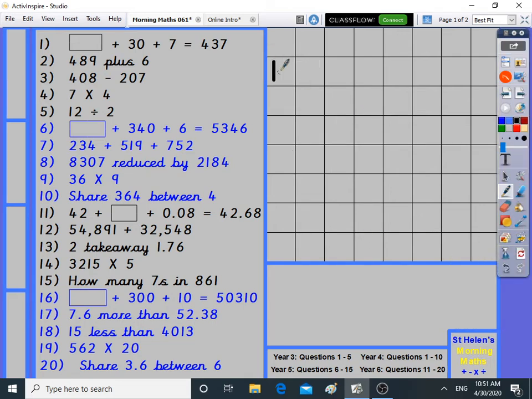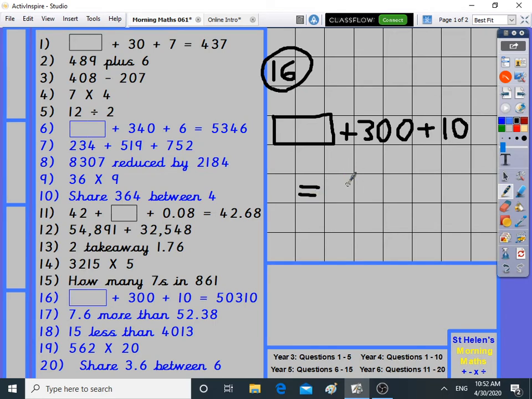Year 6 level questions. Year 5 might be continuing. Year 4 are probably done now, but maybe not everyone. Something plus 300 plus 10. This is very much like a SATS question we had once. Something plus 300 plus 10 equals 50,310.